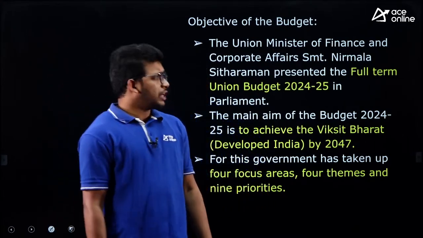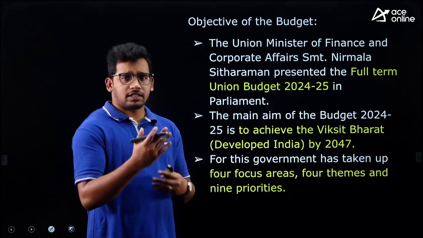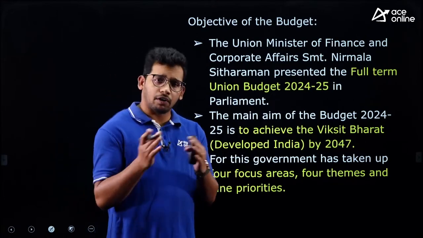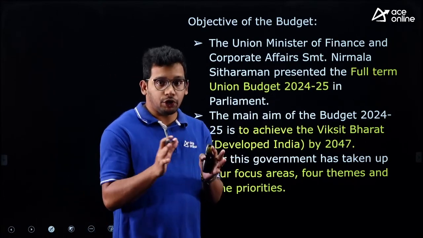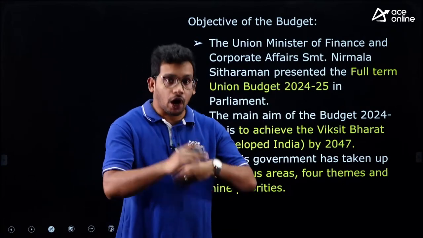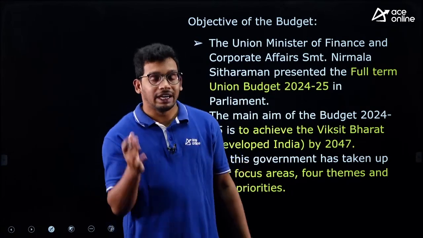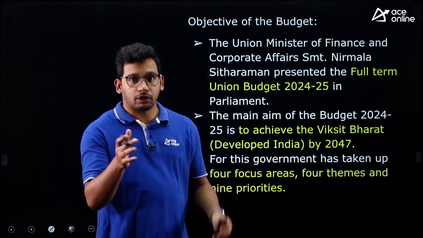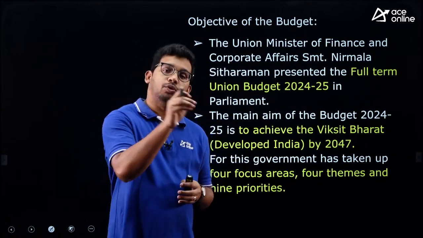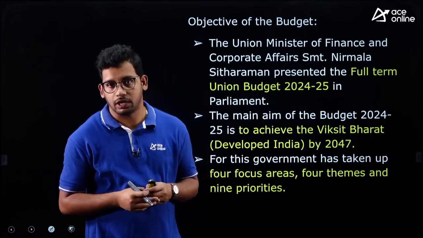Now the budget, as we discussed yesterday, is the estimation of the government expenditure as well as revenue in one particular year, and it tells us how the government is going to spend the available funds in the next 1 year.